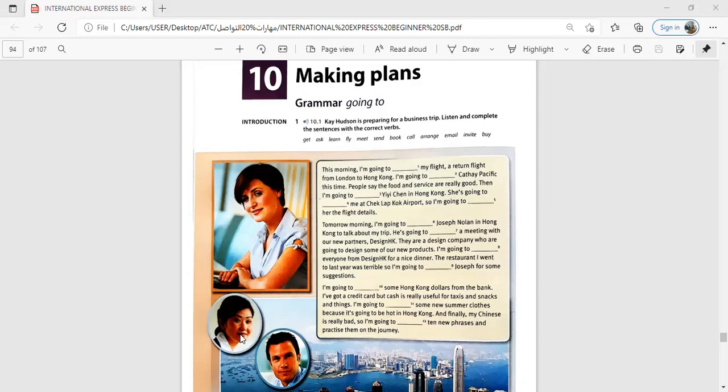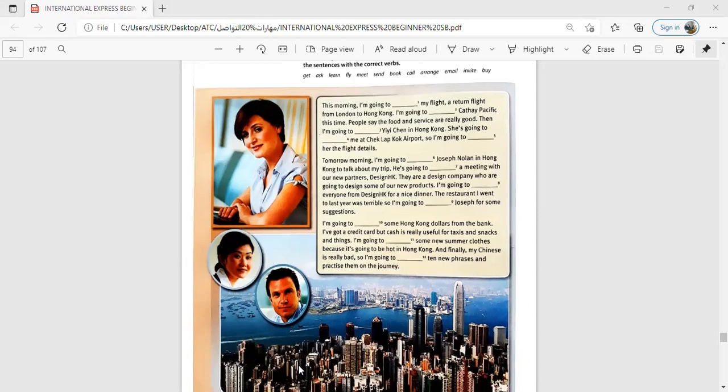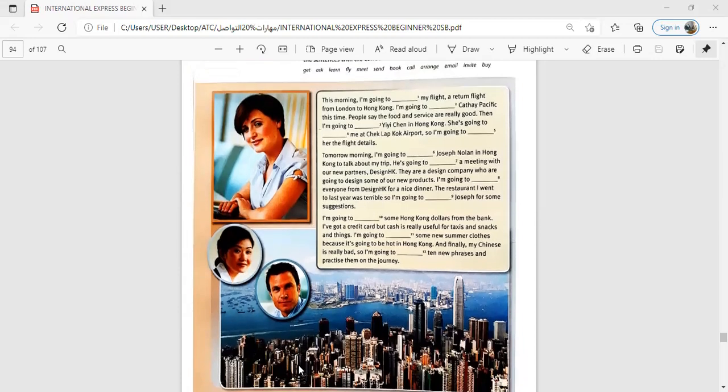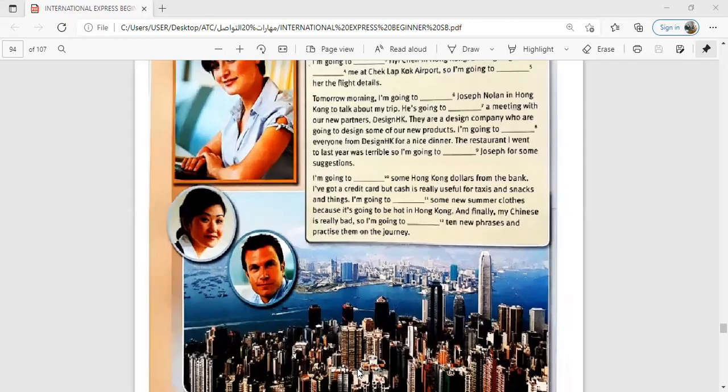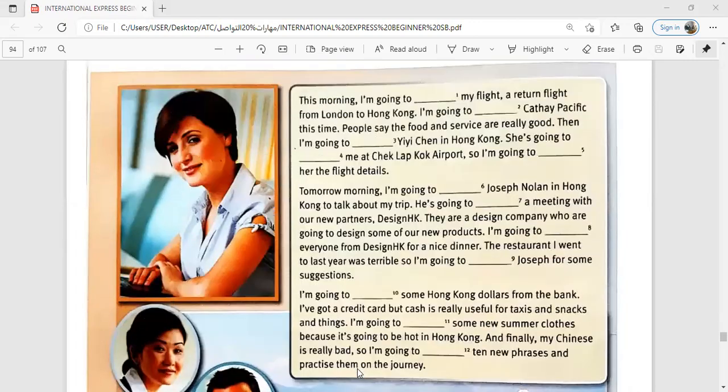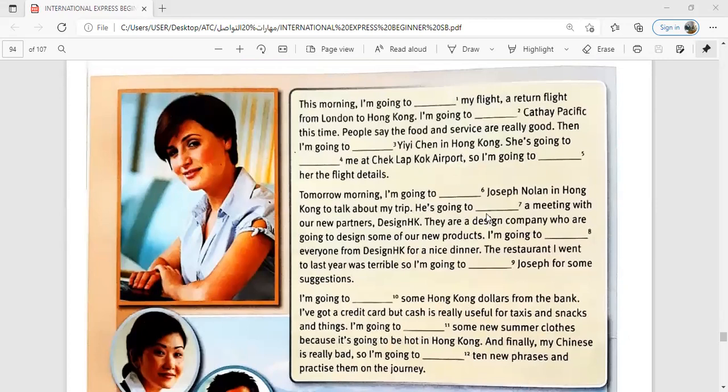This is one of them. This is Yi Chen. Now, this is the person who is going to meet her in Hong Kong. And this is Joseph Nolan. Remember these names, تذكروا هاي الأسماء لأنه those are the people who are going to help her in her trip. And of course, this is a picture of Hong Kong, okay, taken from the sky. Now, let's listen and we are going to complete the blank spaces afterwards.